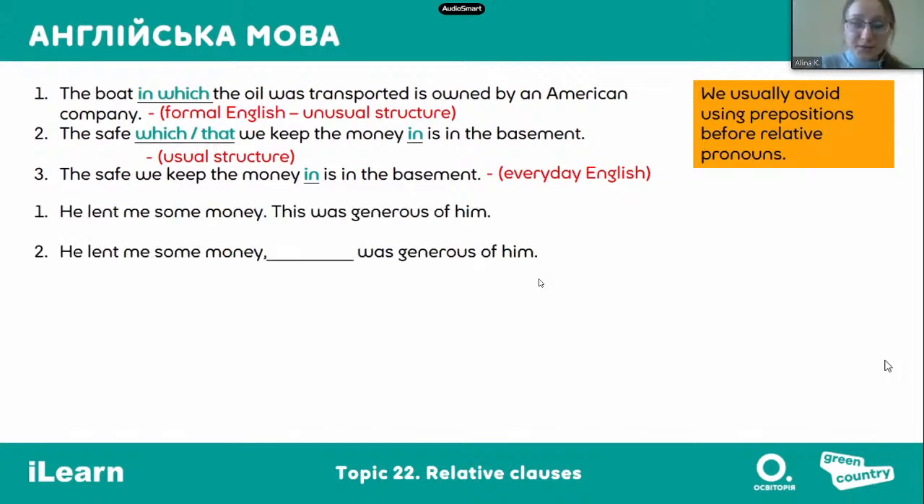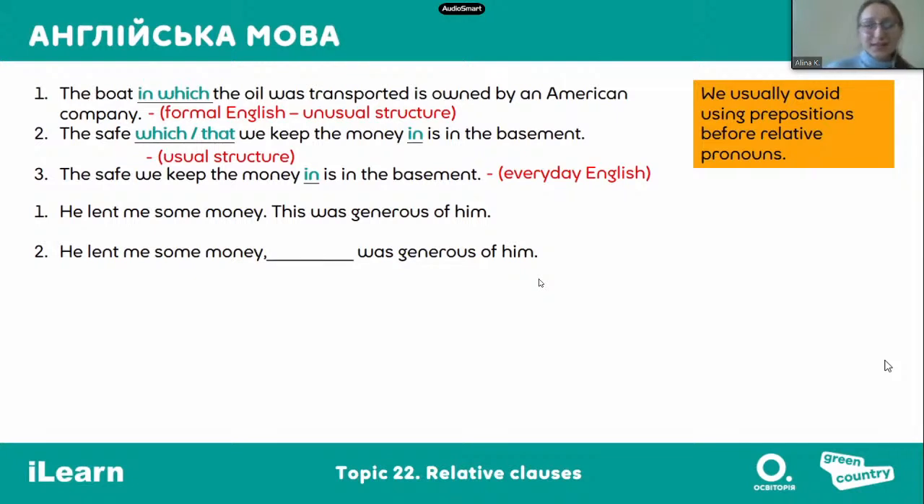Okay, let's go to number 2. He lent me some money. This was generous of him. So let's try to combine these two sentences in one complex one with the help of relative pronoun. Yes, number 1 is very common in Ukrainian. That's right, but it's not common in English.